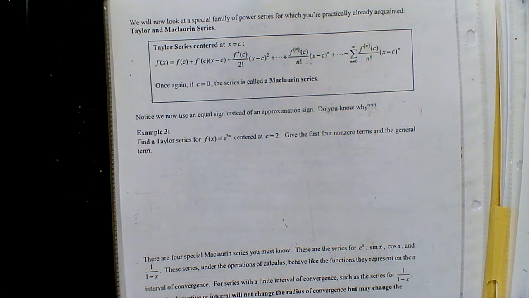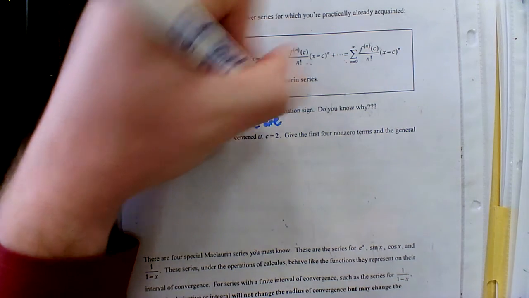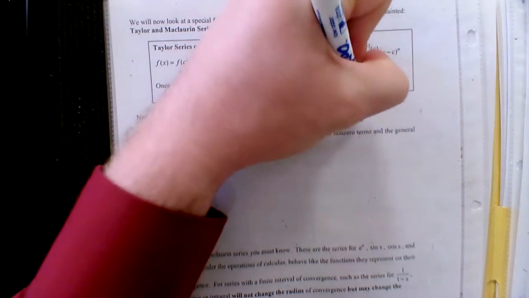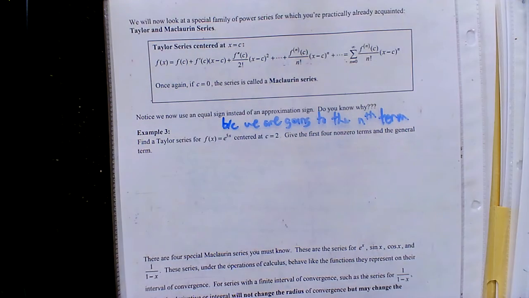So down below it even says, notice how we use an equal sign instead of an approximation sign. Do you know why? Well, that's exactly what we were just talking about, because we're going to the nth term.